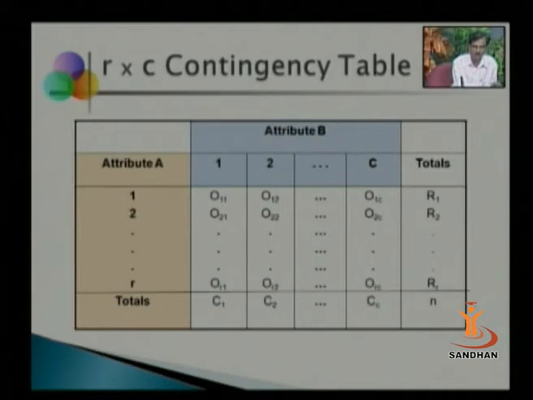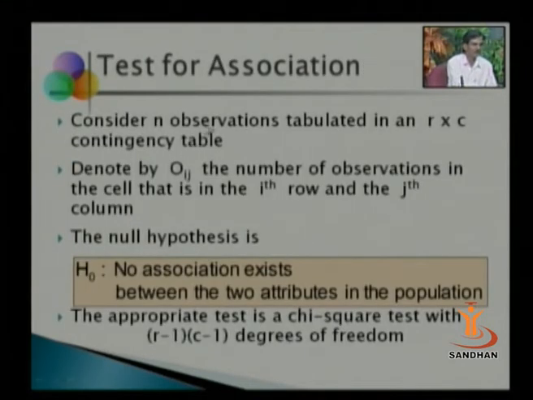This is O11, that is the observed frequency for the first category of attribute A and the first category of attribute B. Similarly we have other values, and the last column is the row total, and the last row is the column total, and here is the total of all observations, that means the total of row totals and the total of column totals. Suppose we have n observations tabulated in an R by C contingency table. In general, Oij is the number of observations in the cell in the ith row and jth column.